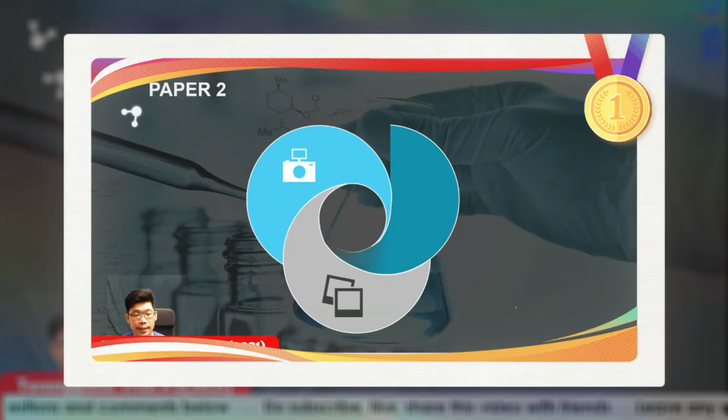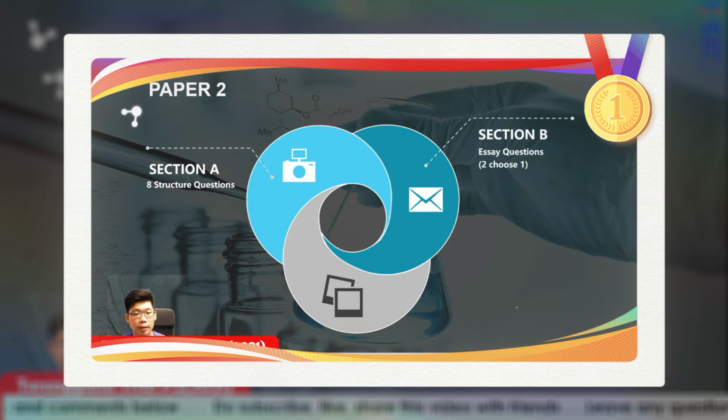For section C, there will be 1 compulsory question and 1 essay question.